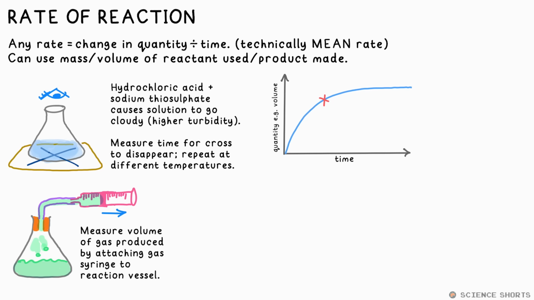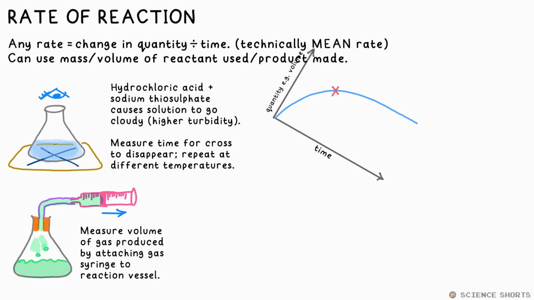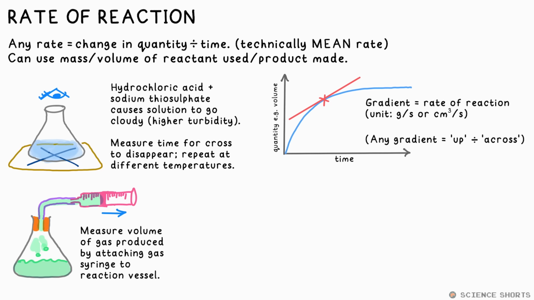To find the rate at any time, you draw a tangent at that point and find the gradient. Pro tip, turn the page so you're drawing the tangent horizontally. That will help you draw it accurately. Then, like the equation says, you can take the change in quantity and divide by time. Up divided by across, that's the gradient.